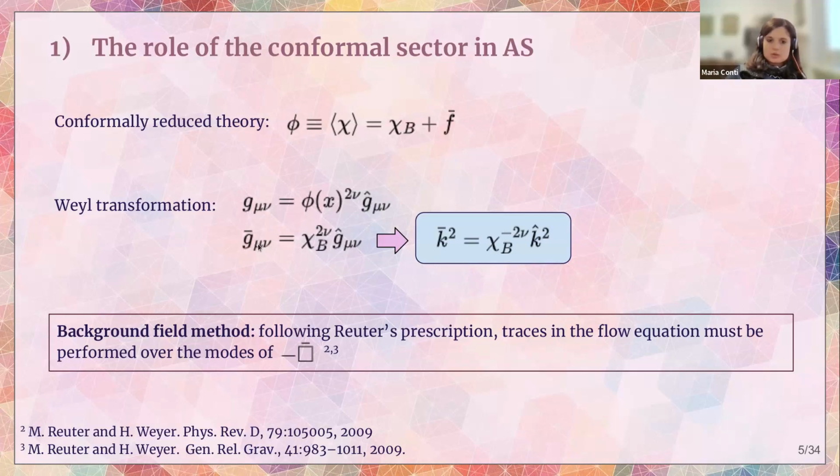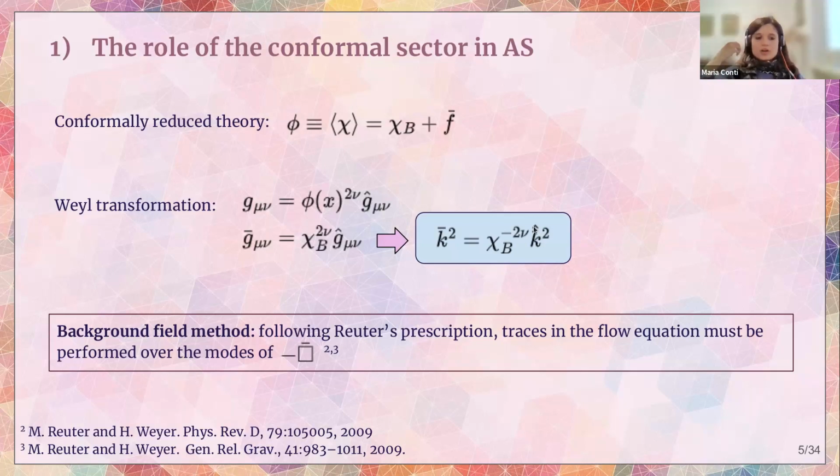So G bar mu is connected to this G hat mu through this conformal factor chi b, which is just the one related to the background. But why do you care about this? Well, because from this relation here, we get another interesting relation regarding the momenta related to the two different metrics. You can see this K bar here and K hat here. Why do we care about this then?